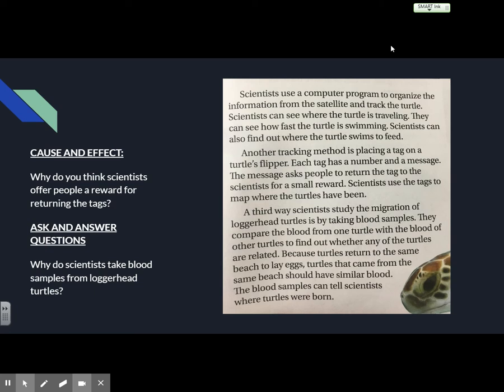And then it says, ask and answer questions. Why do scientists take blood samples from loggerhead turtles? Well, it says right here, it tells scientists where turtles are born, where each turtle is born, and if they are related to any of the other turtles in the area.